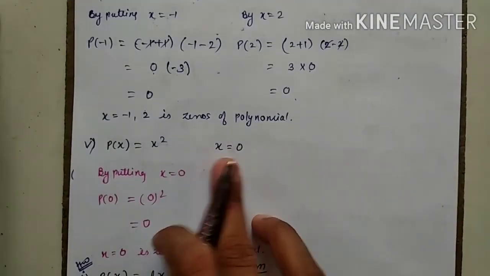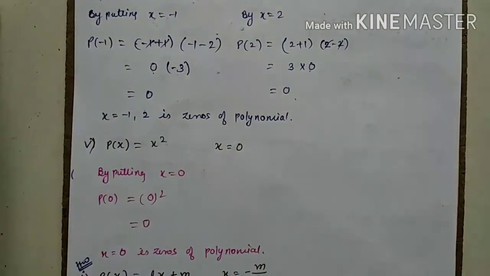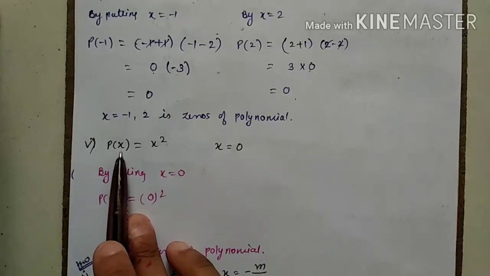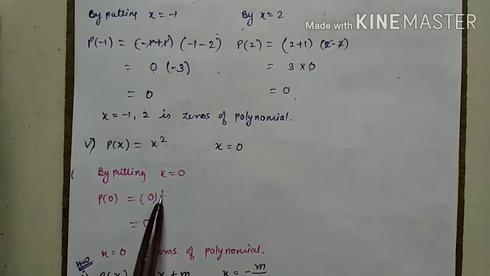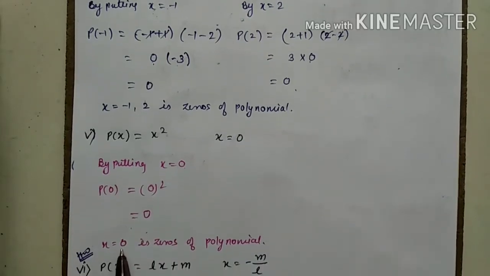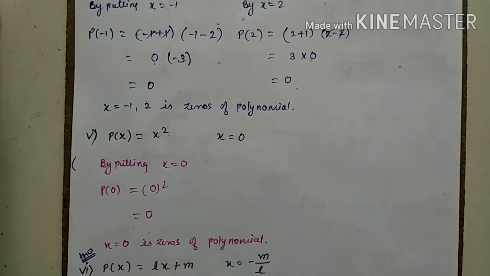As you know, given is 0, if you put it in the place of x, you will get 0. So just see, p of x equals x square. By putting x equals to 0, what are you getting? 0. So x equals to 0 is a 0 of the polynomial.